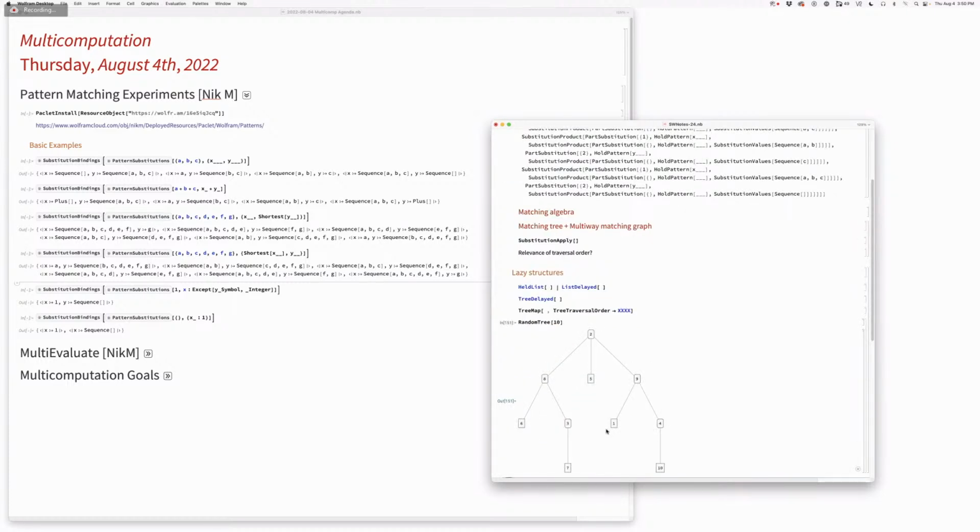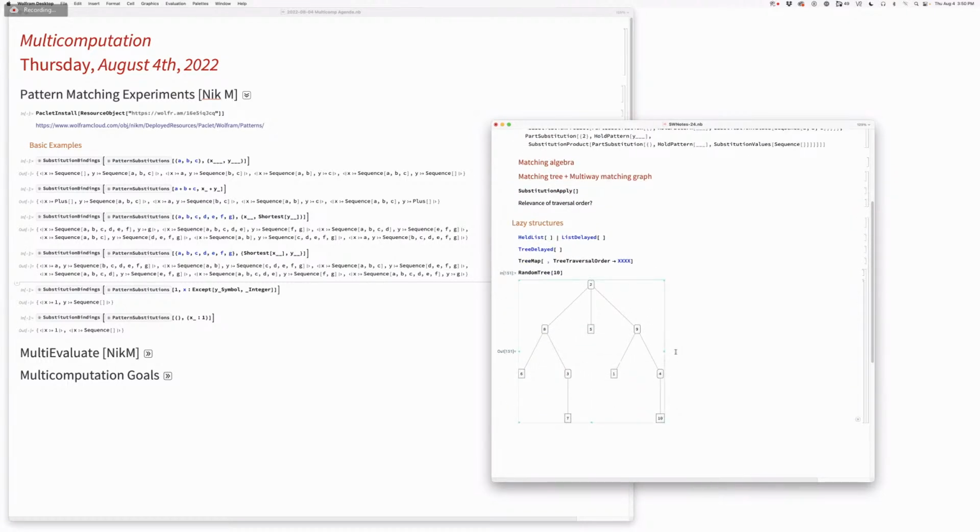So you could list all of the subtrees in a given order, but that's kind of inefficient. So lazy part extraction. How would we do that? Listing the subtrees in a certain traversal order? Tree level of the tree, comma, all, comma, tree traversal order, whatever.